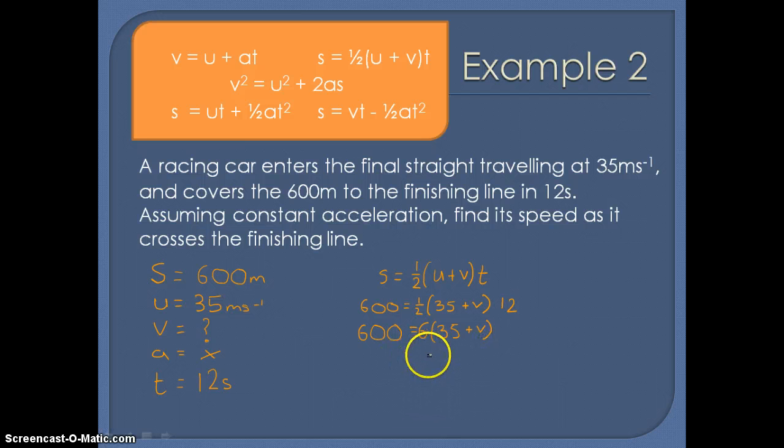So from here we should again be easily able to rearrange to work out v. If we divide both sides by 6, we'll end up with 100 equals 35 plus v, and then to calculate v we need to subtract 35 from both sides. So v is going to be 100 minus 35, so we can get a value for v of 65, and that will be 65 meters per second.